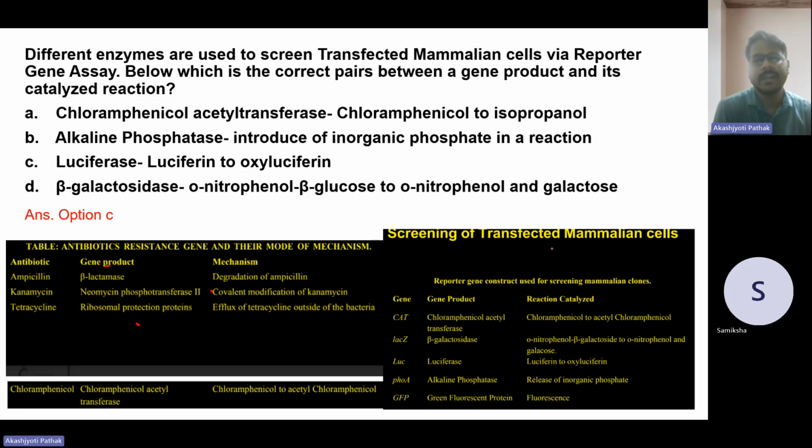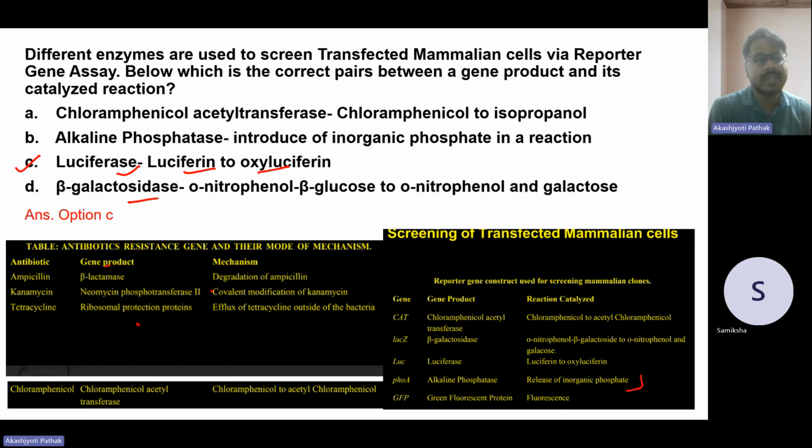Similarly, for the screening of transfected mammalian cells, there are these different gene products. So this LUC codes for luciferase, and if it is produced, the reaction it catalyzes converts luciferin to oxyluciferin. Similarly, this PHOA codes for alkaline phosphatase, which results in release of inorganic phosphate. So these different methods can be used for screening of transfected mammalian cells. So you see here, these are the tables. Luciferase converts luciferin to oxyluciferin. So this is the only correct option.